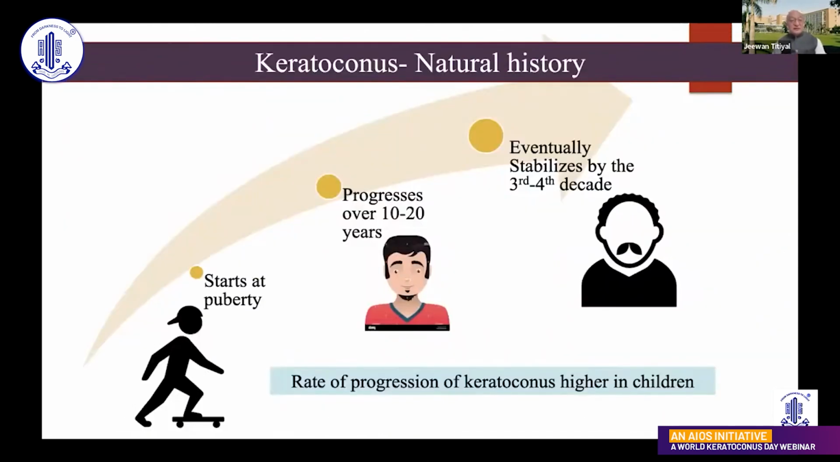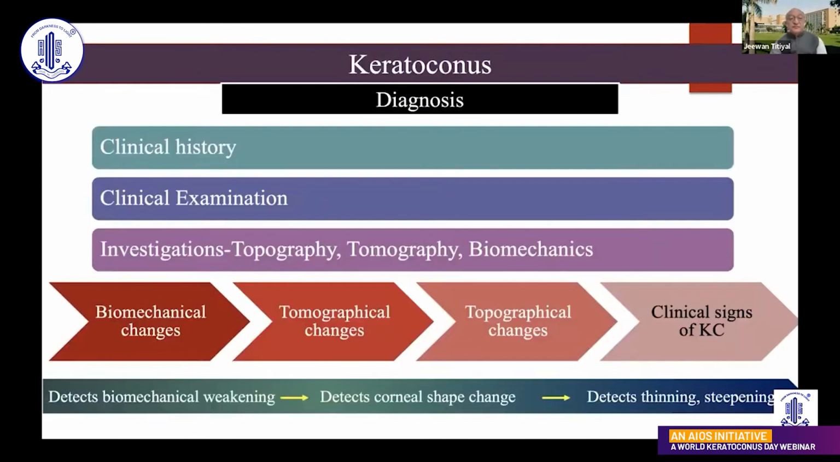So normally, as I said, it starts at puberty, that is between 13 to 20 years. It progresses over the next 10 to 20 years, which is the progressive stage where the treatment has to be targeted as soon as possible. Or eventually the disease, as I said, is a very slowly progressive disease and would stabilize after the third or fourth decade of life. There are very rare instances where it would progress much faster in the older population.